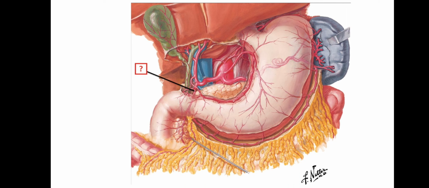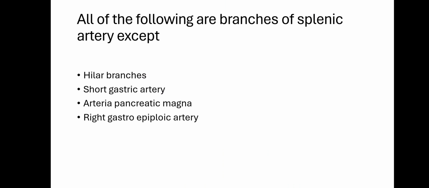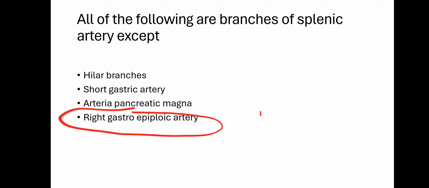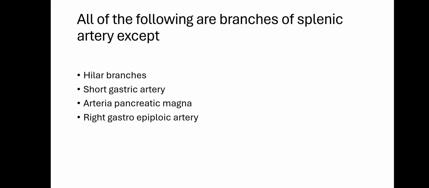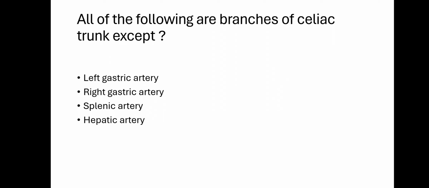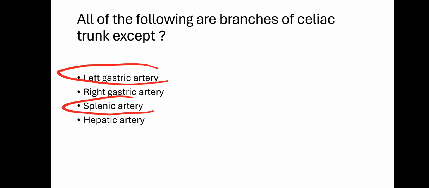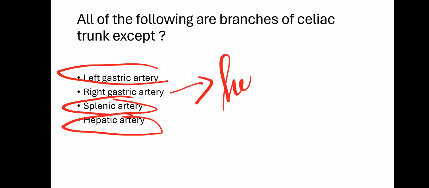Let's once again see the question here. All of the following are branches of the splenic artery except the right gastroepiploic artery, because only the left gastroepiploic artery is seen coming from the splenic artery. Then another question: all of the following are branches of the celiac trunk except. The left gastric artery is from the celiac trunk, the splenic artery is from the celiac trunk, the hepatic artery is from the celiac trunk, and the right gastric artery is from the hepatic artery.